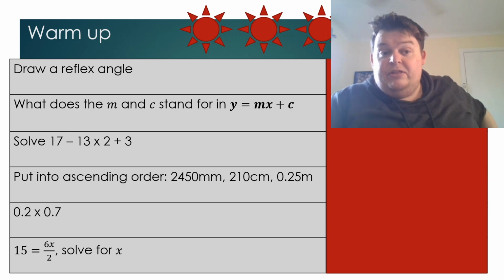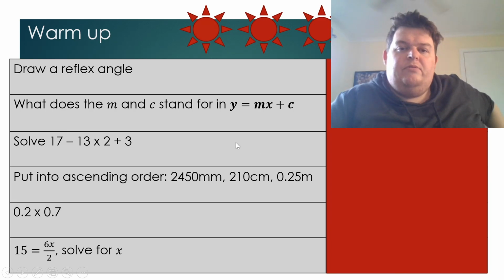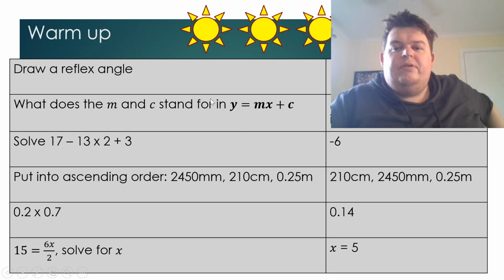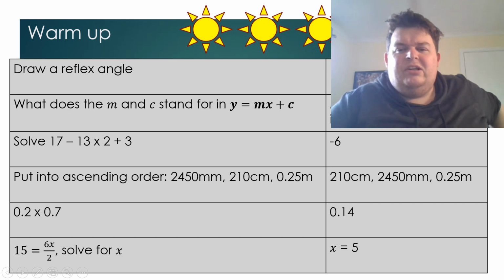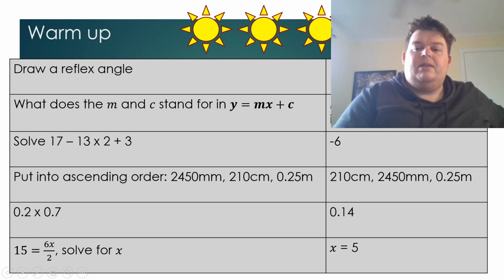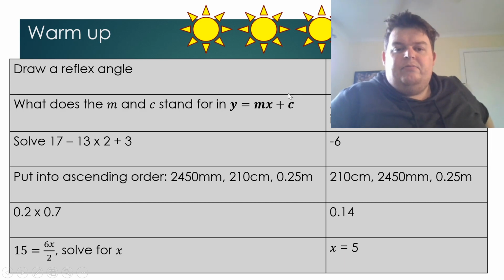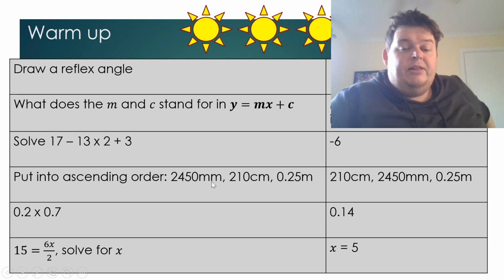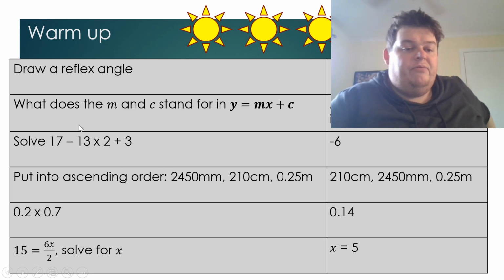Okay, so assuming that you paused the video, this is what you should have had. A reflex angle, anything that's over 180 degrees but less than 360, is considered to be reflex. Next one, I'm not sure if anybody was going to get it, but fun to put in there anyway. The general equation for a linear line is y equals mx plus c, where the m refers to the gradient and the c refers to the y-intercept.